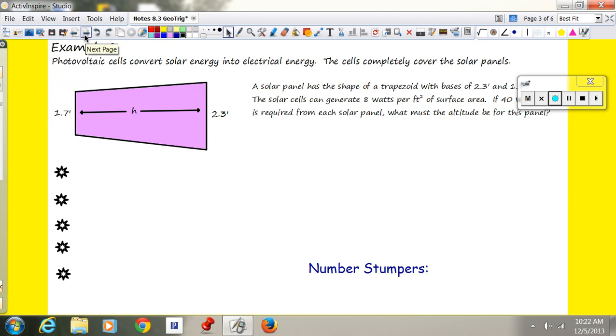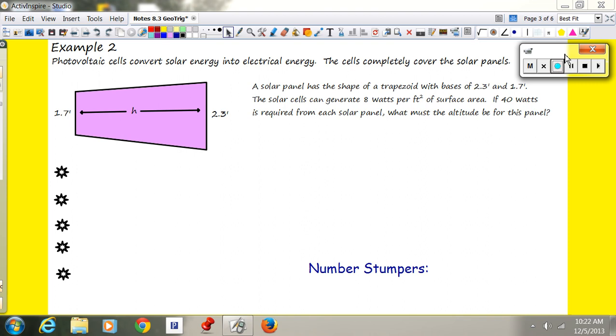Okay, photovoltaic cells convert solar energy into electrical energy. If you notice the solar panels that we have in our parking lots, they're full of these photovoltaic cells. They collect the solar energy and convert it to electrical energy. The cells completely cover the solar panels. Now this is one solar panel. It has the shape of a trapezoid.